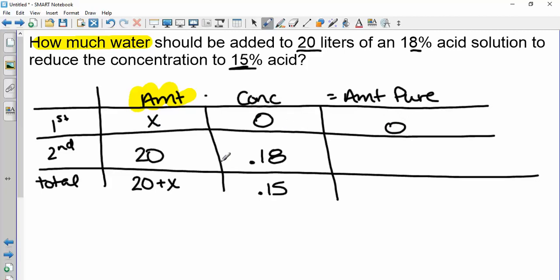So then you just multiply across, so x times 0 is 0, 20 times the 0.18, 0.15 times the 20 plus x. And how do we write our equations from here?